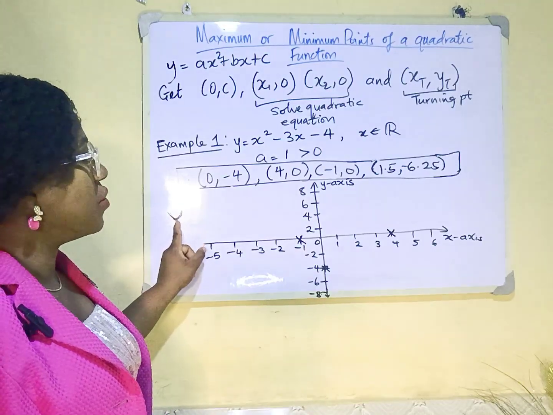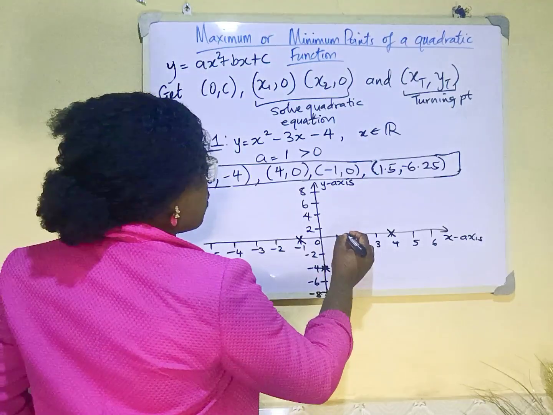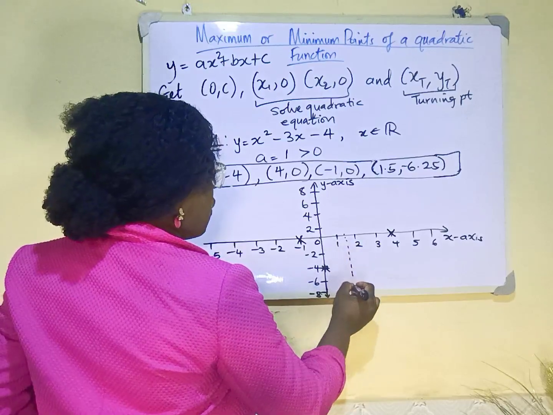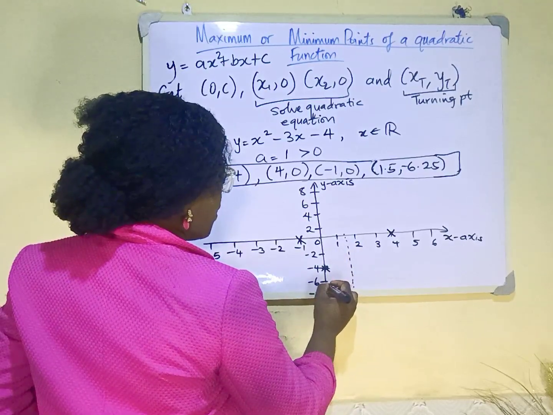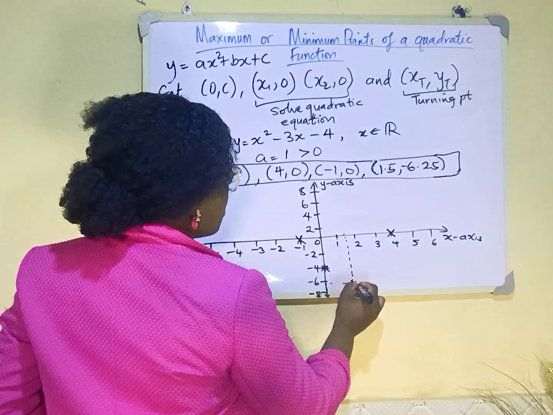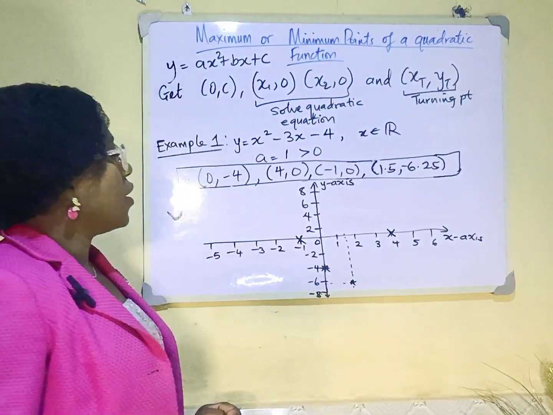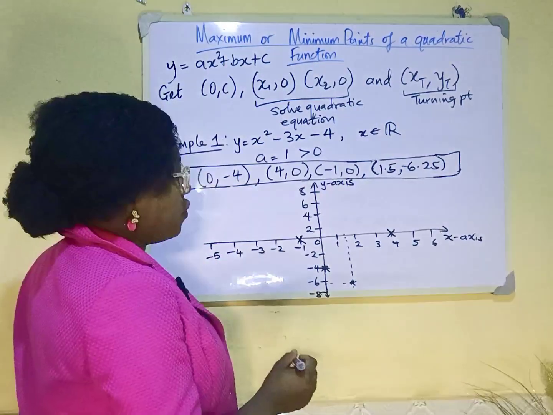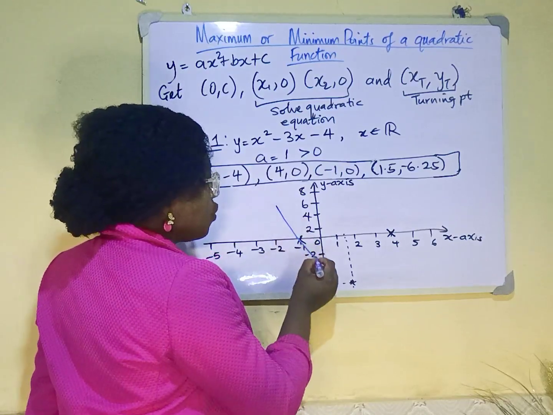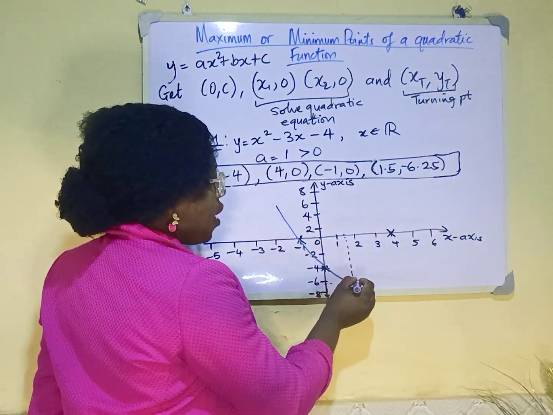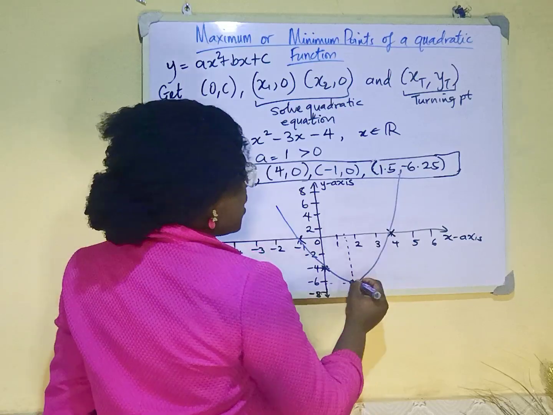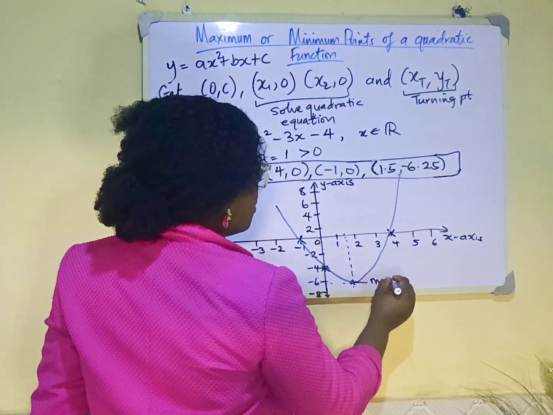Okay, then we'll have our minimum point. When x is 1.5, somewhere here, y is 6.25, somewhere here, just a little bit after 6. Okay, now we sketch. So the curve is going to go through this, pass through 4, and then come up. So we can see that this is our minimum point.